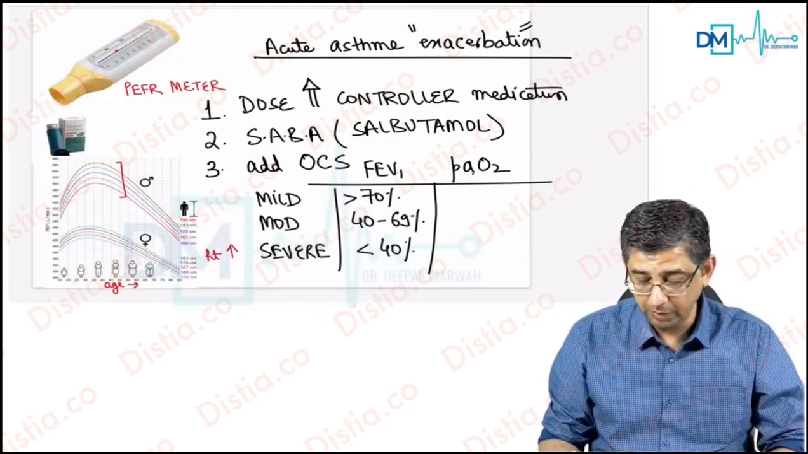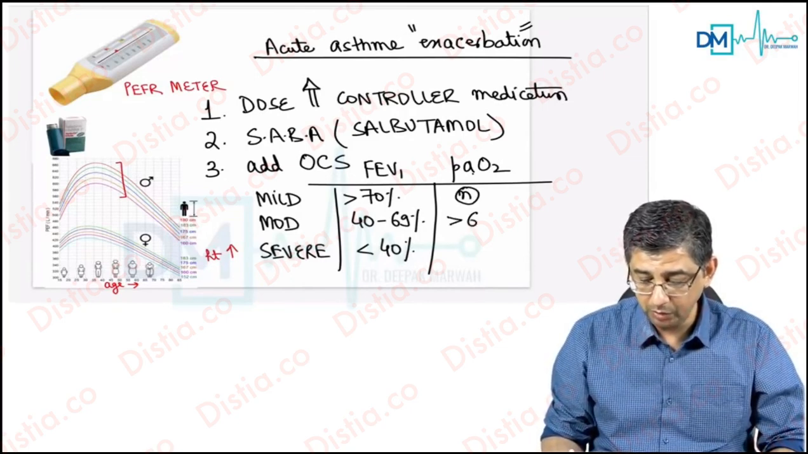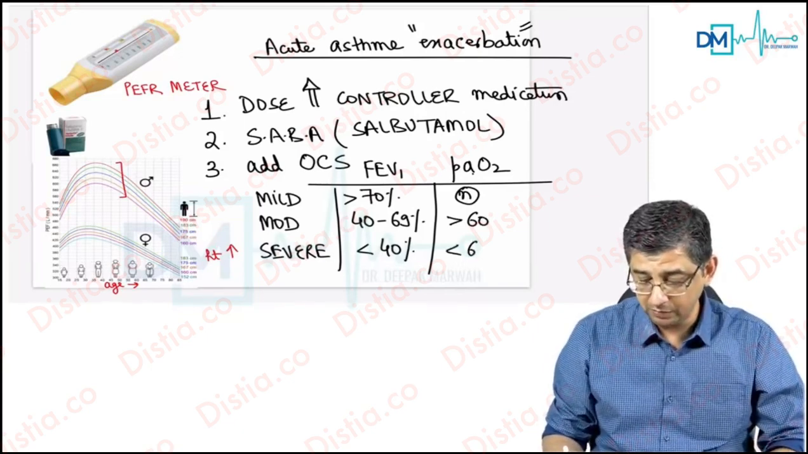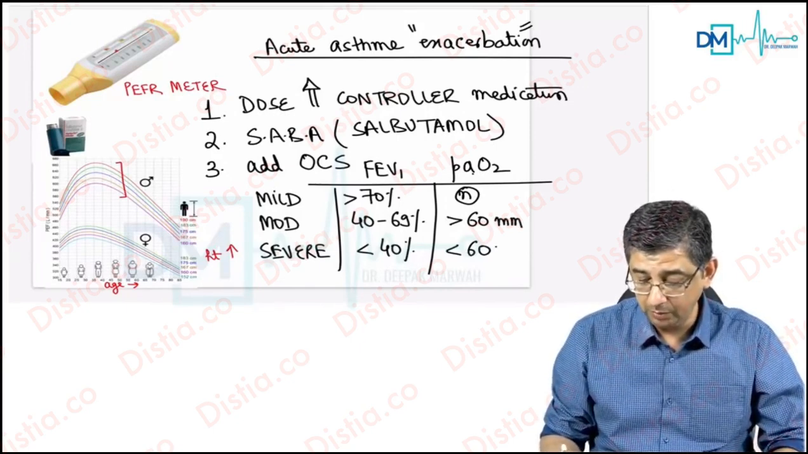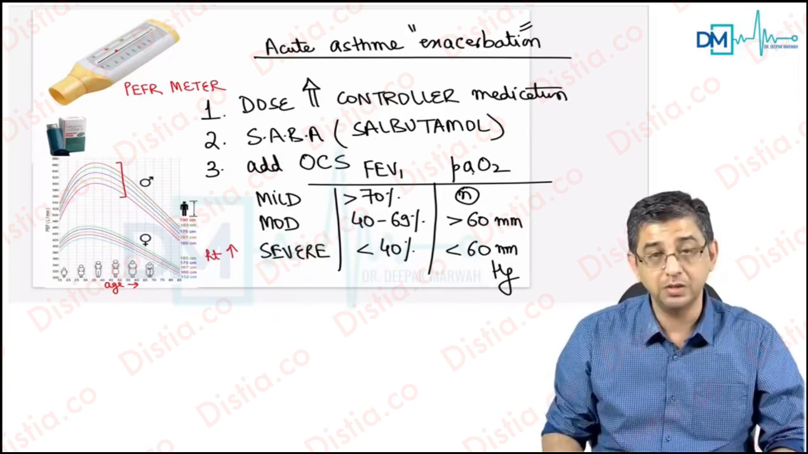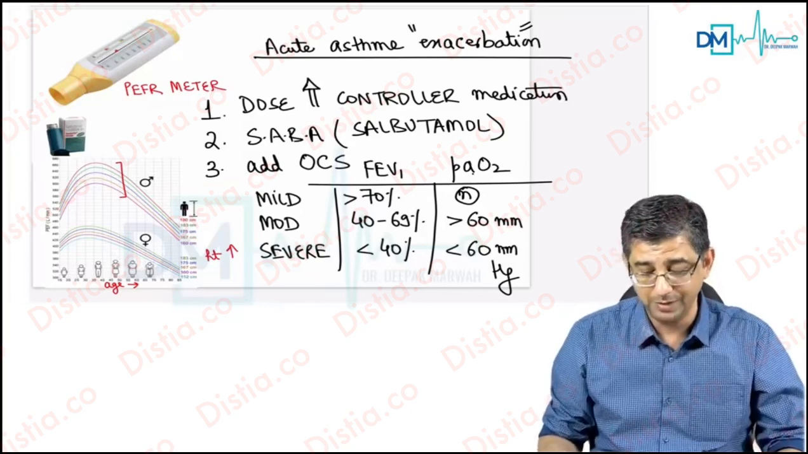The PaO2 of the patient will always be normal in mild. In moderate, it will be in the range of a little more than 60, but less than 60 is when cyanosis starts appearing in the patient. This is not in percentage, but in millimeter of mercury that I'm talking about. I'm not talking about saturation of oxygen, mind it. I'm talking about millimeter of mercury. So in severe asthma, you usually have cyanosis developing in a patient when the PO2 becomes less than 60.